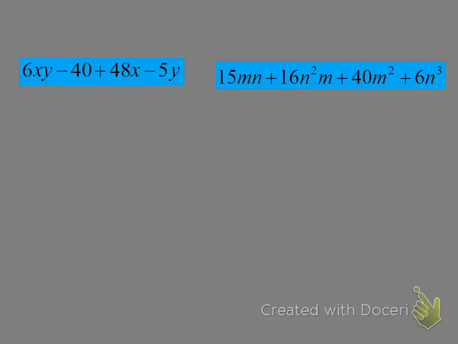And so I see this 6xy here, and I see a 5y over here, and no y's anywhere else. All right? So what I'm going to do, I'm going to flip the negative 5y with the negative 40 and group my y's together. Okay? So 6xy minus 5y plus 48x minus 40.